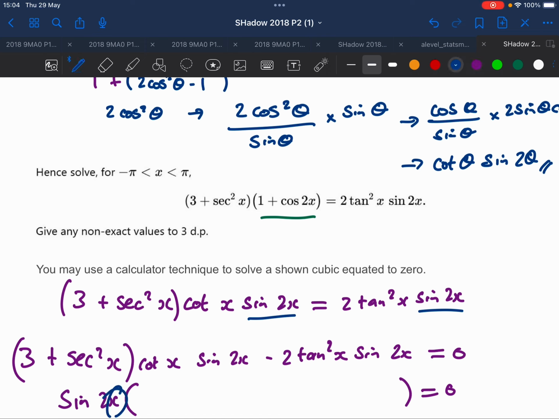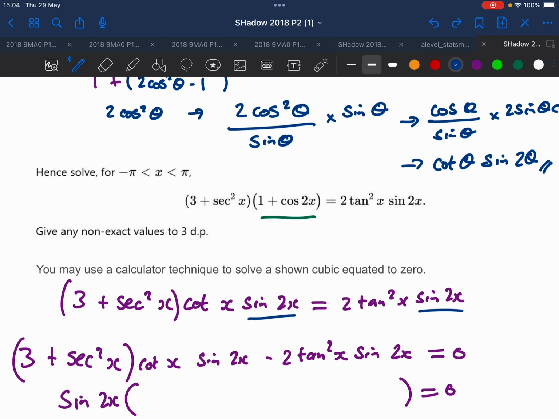If the x is 0 here, doesn't this work? Because sine of 0 is 0, and 0 times this bracket is 0. So a solution is something that makes the equation work. So there are some solutions from here that people would often neglect.